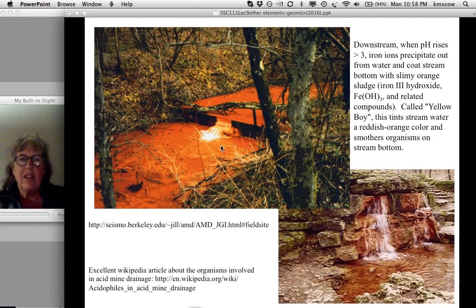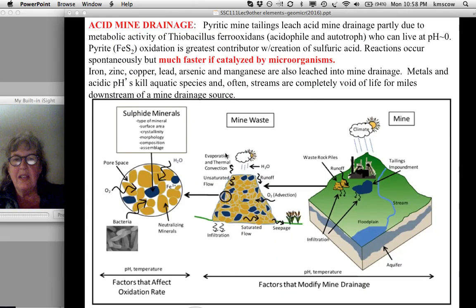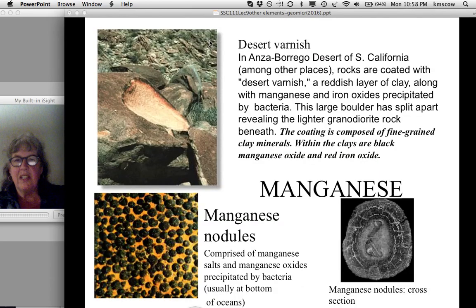And fall out of solution and start to coat the stream and essentially just drown out any sort of life forms there. They can become suffocated, and this is called a yellow boy, I guess is the name for that phenomenon. And then the other thing is these streams are extremely acidic and can support virtually no higher life forms, but are mainly colonized by this crazy organism that can handle such low pH.